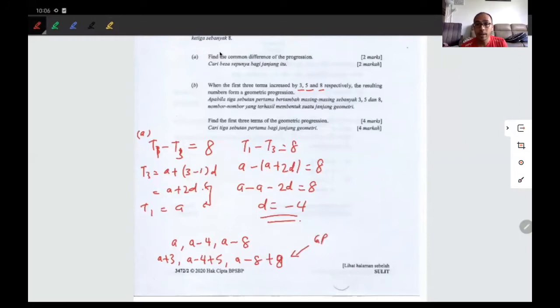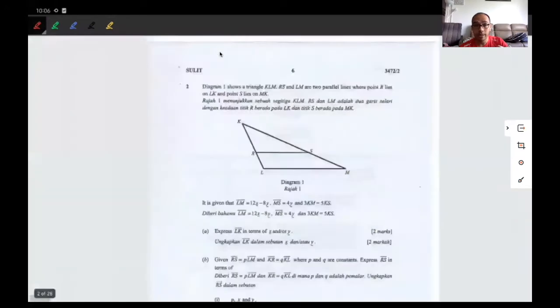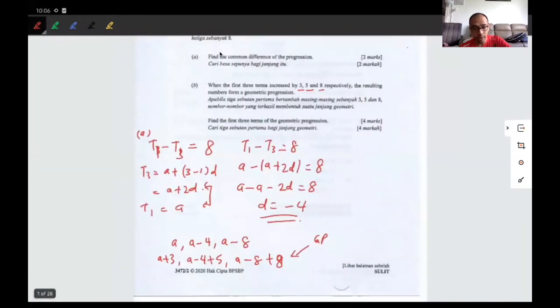Okay. Now, if you have 3 consecutive terms in a geometric progression, you know that the second term divided by the first term, and the third term divided by the second term, will be the same. So T3 over T2 equals T2 over T1.